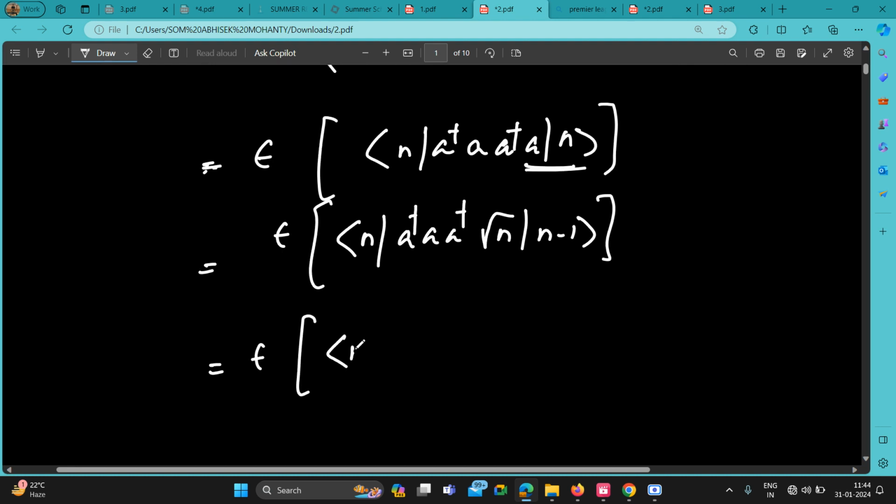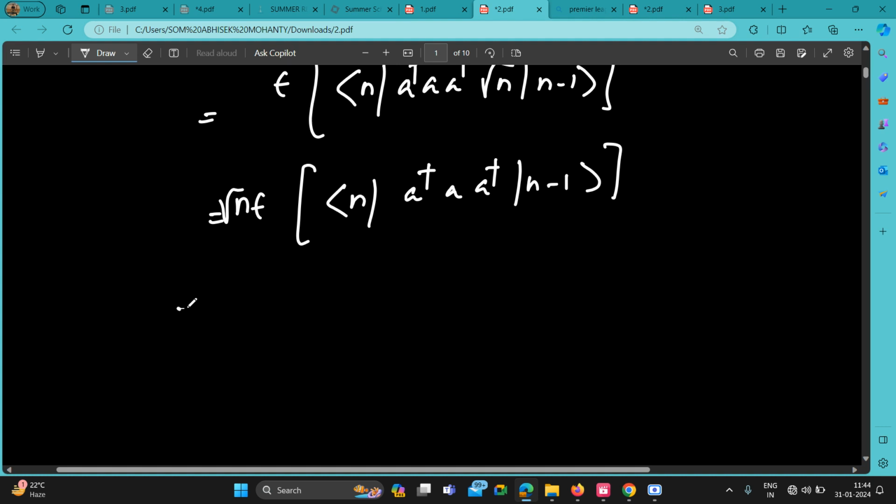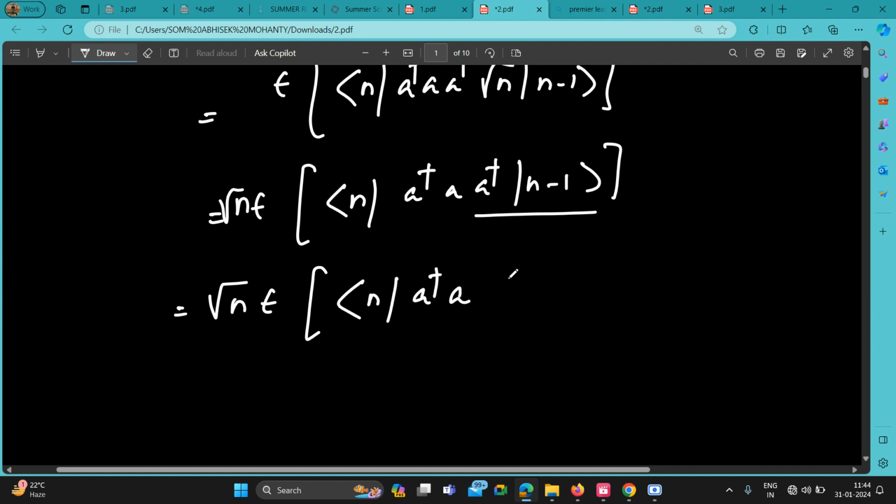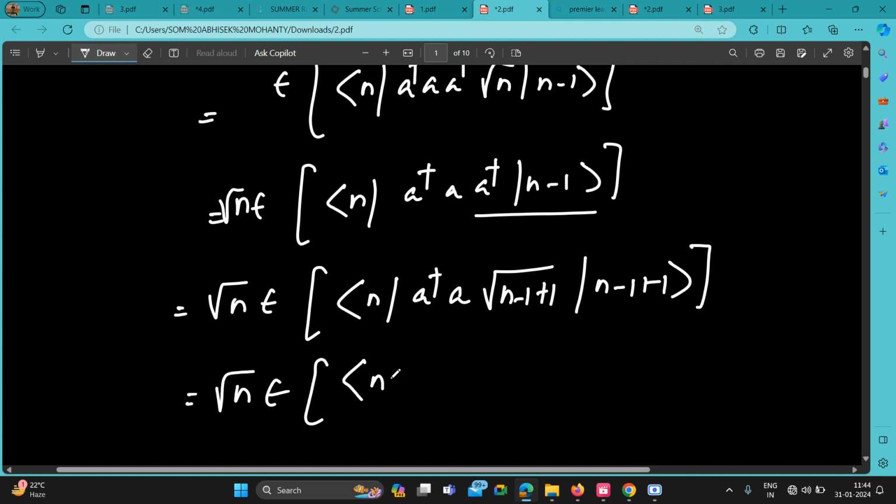Now epsilon n. Let's take this root n out. So root n epsilon. Now I will operate this; it is a raising operator. So it will be n minus 1 plus 1. Root n epsilon. Again, this is root n, so take it out. That means it will be squared, a dagger a n.